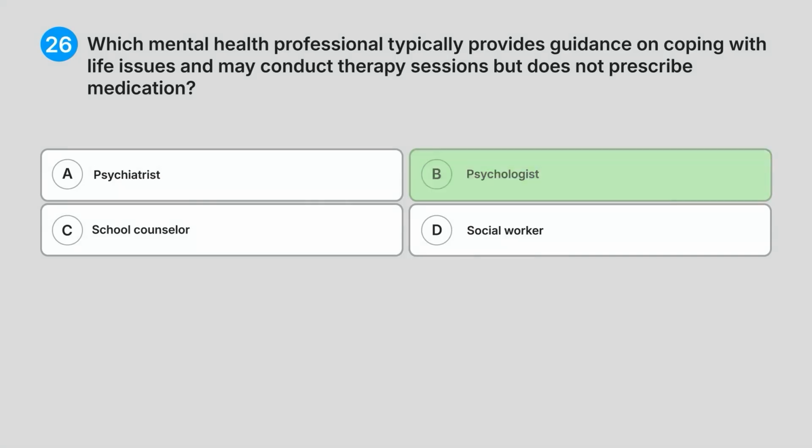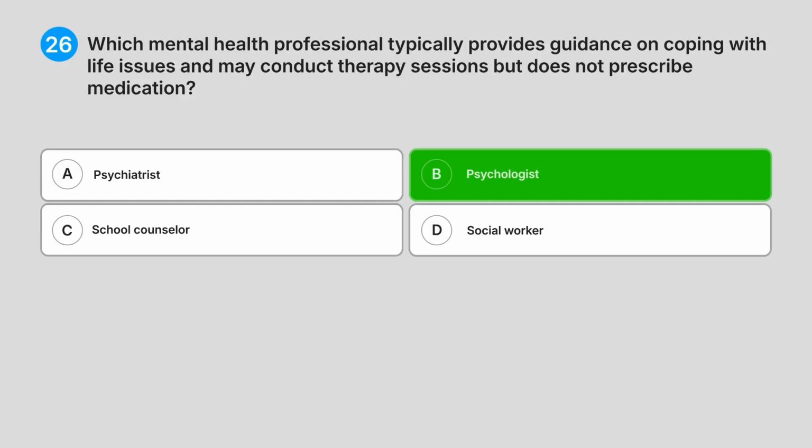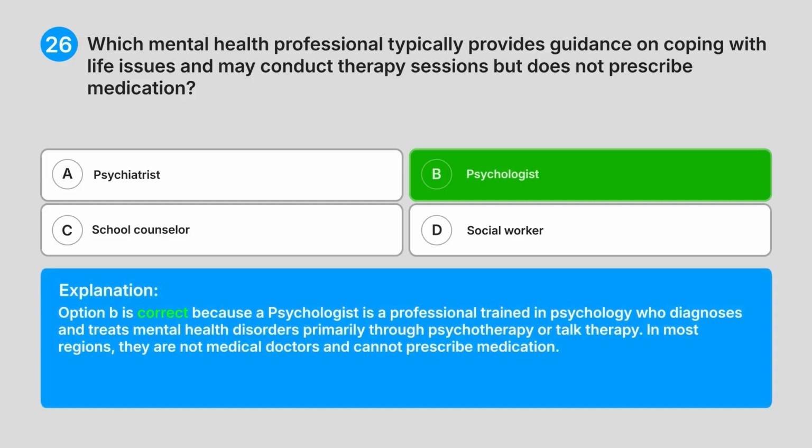Correct answer. B. Psychologist. Explanation. Option B is correct because a psychologist is a professional trained in psychology who diagnoses and treats mental health disorders, primarily through psychotherapy or talk therapy. In most regions, they are not medical doctors and cannot prescribe medication.